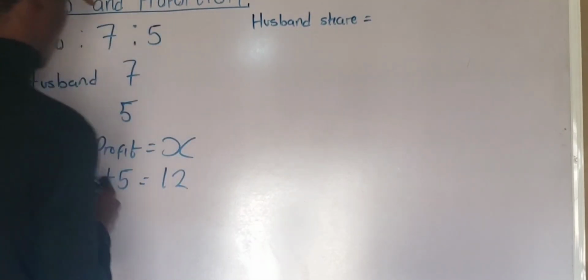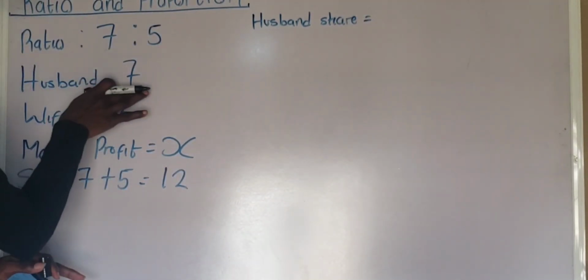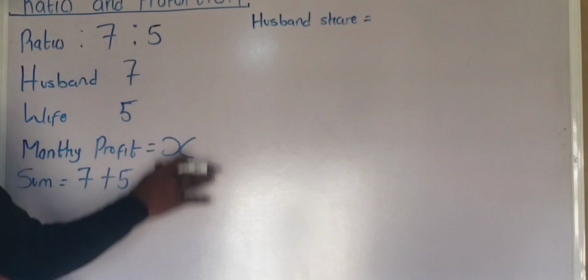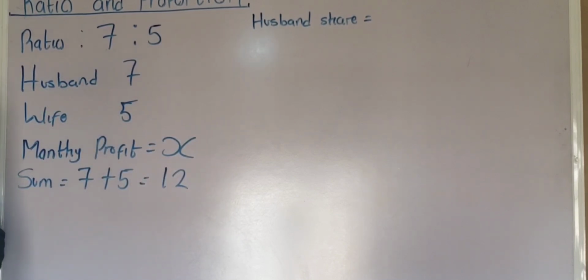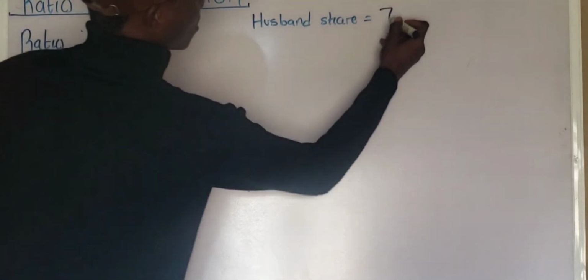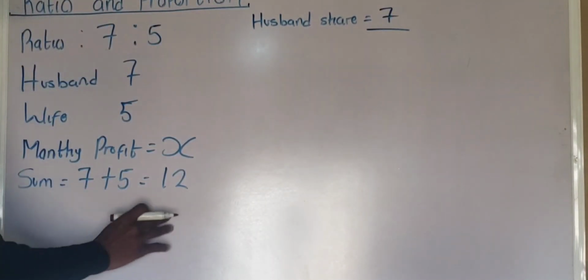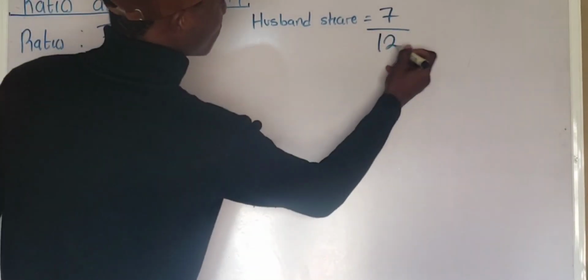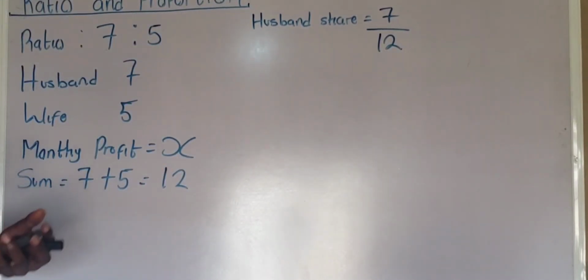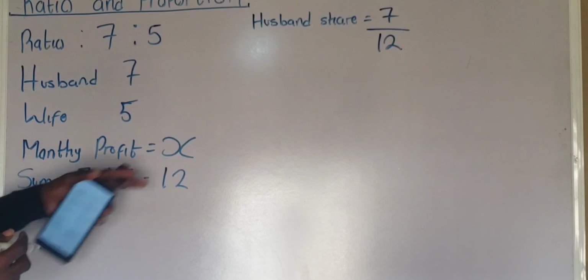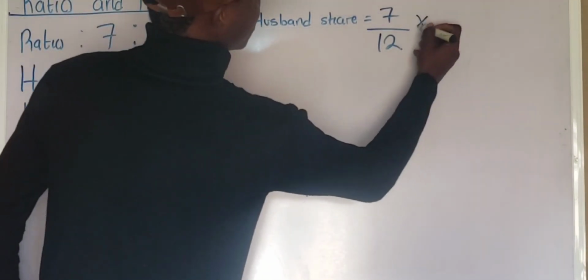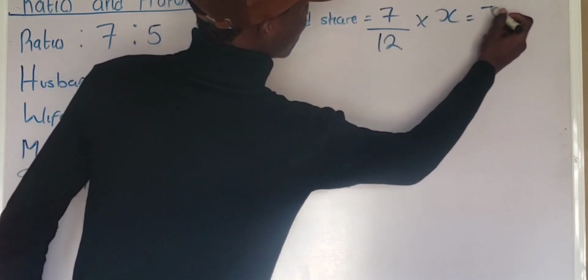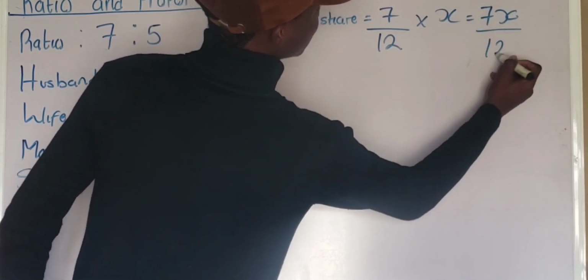Now, the husband's share will be equal to the 7, which is for the husband, all over the sum of the ratio, multiplied by the total amount of the profit that is shared. Do you understand? 7 all over the sum of the ratio. The sum of the ratio is what? 12. We don't know the monthly profit that was shared between the husband and the wife, so I represent it as X. That will be 7 over 12 multiplied by X. 7 multiplied by X is 7X all over 12. That is the husband's share.